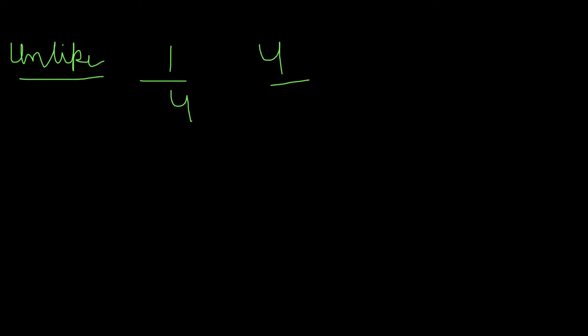The next type of fraction that we have is unlike fractions. And children, in unlike fractions, what happens? They are all having different denominators. So it can be 1 upon 4, 4 upon 5, 7 upon 9, 11 upon 13. So these are examples of unlike fractions. They are having different denominators.